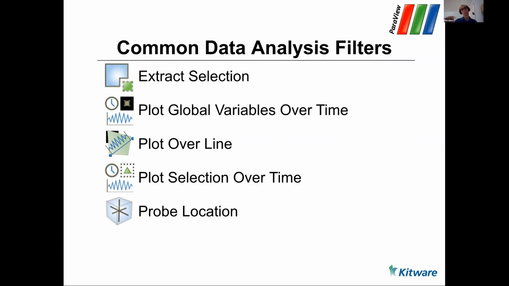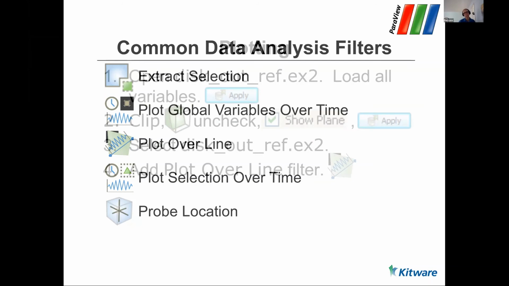We can plot attributes over a line. So specify the line position and then plot, basically. That's a way to look inside your data. Also, you can plot data over time and you can probe as well, so that reads sample values inside of your data. That's what probe location does.